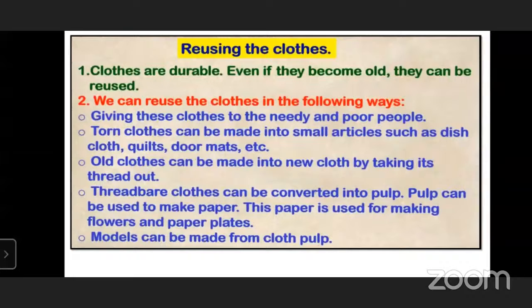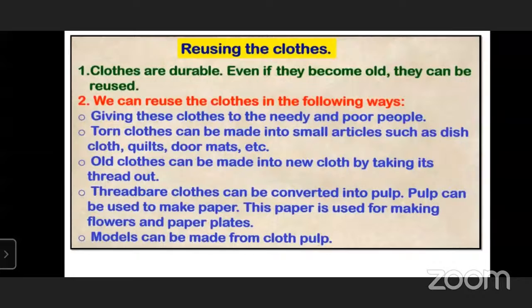We can reuse the clothes in the following ways. Let's see the different ways. Giving clothes to needy and poor people. If the condition is good and you're tired of wearing that shirt again and again, instead of throwing it away, what can we do? We can give it to the one who is in need, and to poor people.